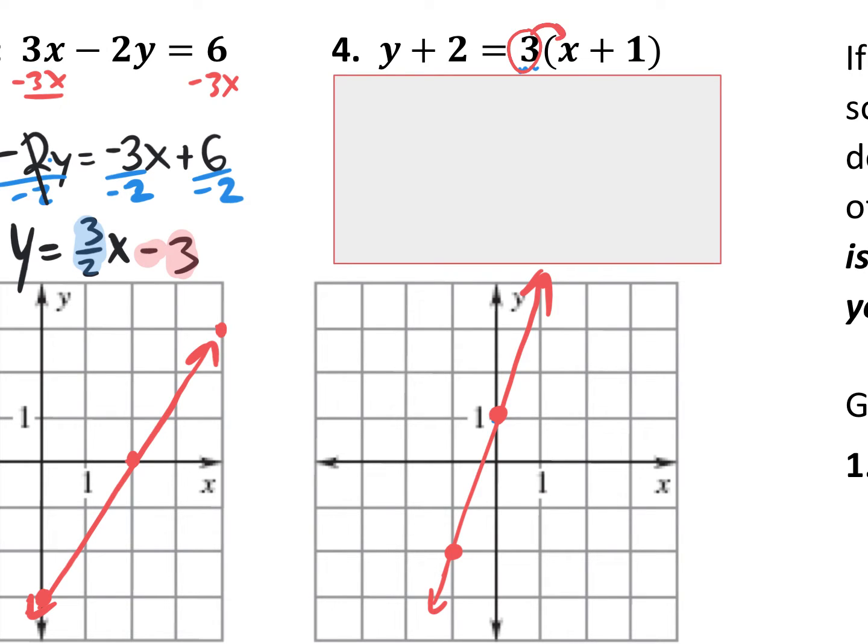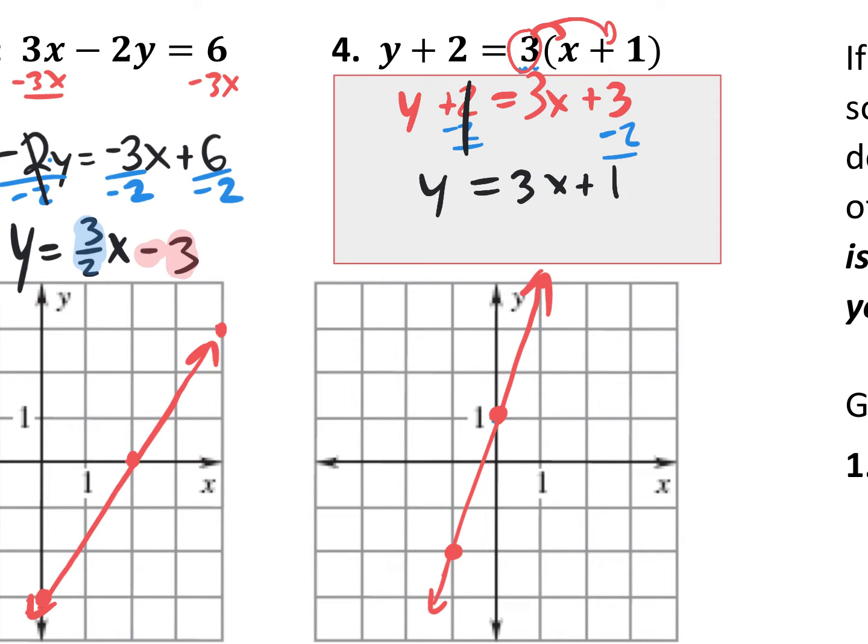Distribute 3 times x, that's 3x. 3 times 1, that's 3. Bring down the equal sign, bring down the y, the plus, the 2. It's almost in slope-intercept form. Subtract 2. I will end up with y, because that canceled out, equals 3x, and then 3 minus 2 is positive 1. So there's my slope-intercept form equation, where my slope is 3 over 1 and my b value is 1.